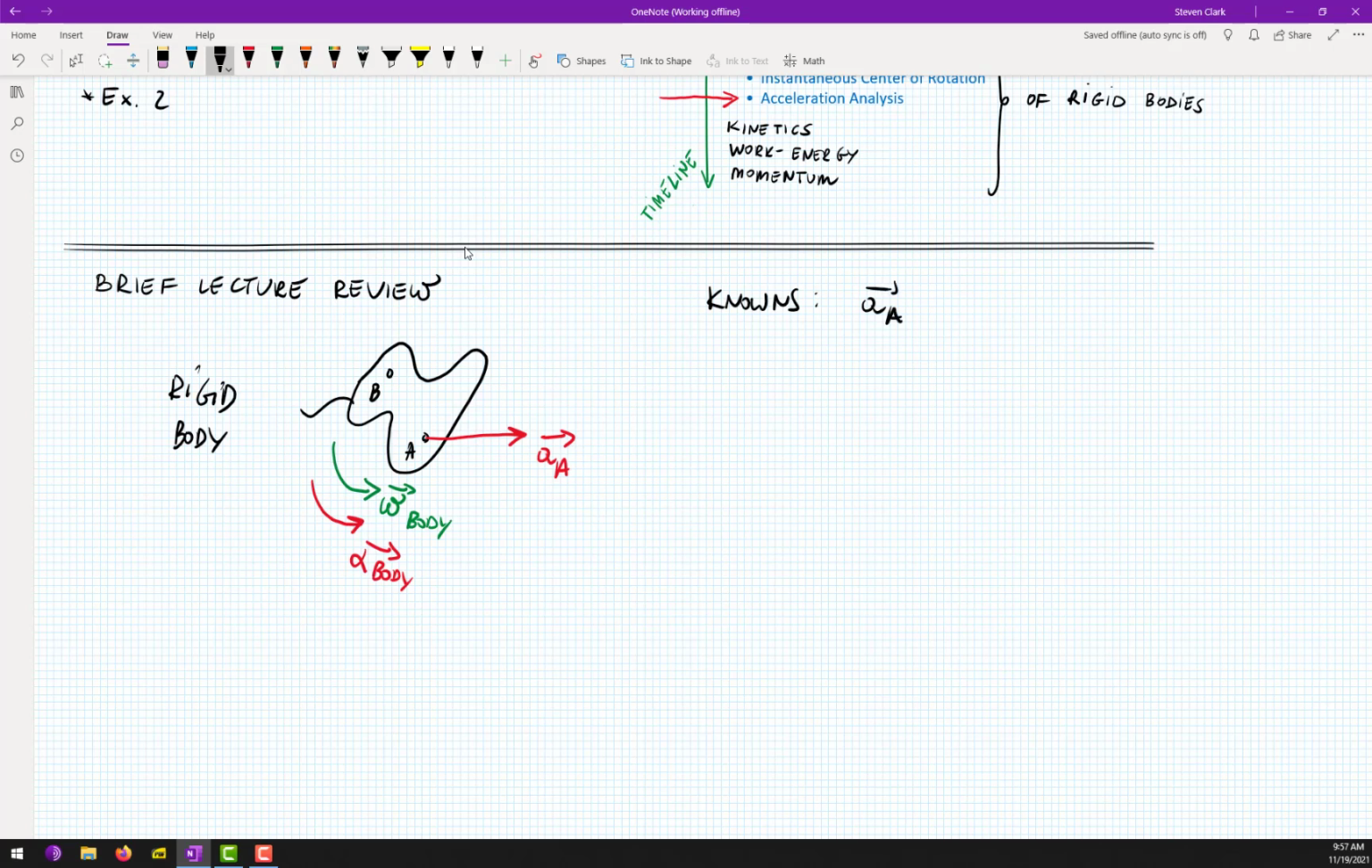AA, alpha body, and omega body. Plus, of course, we know the entire geometry, yes? We can measure this distance. So we obviously also know this vector R, B with respect to A.